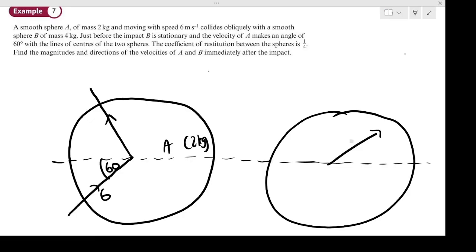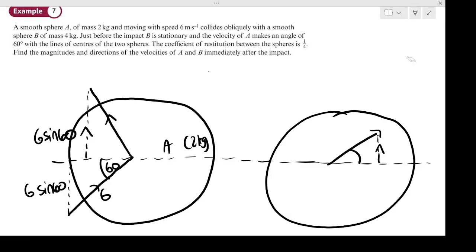But if it was at an angle, that would imply there'd be a vertical component like that. So it's perpendicular, but remember, perpendicular components don't change. So for example, for A, the perpendicular component is going to be 6 sine 60, so it will continue to have a vertical component of 6 sine 60.